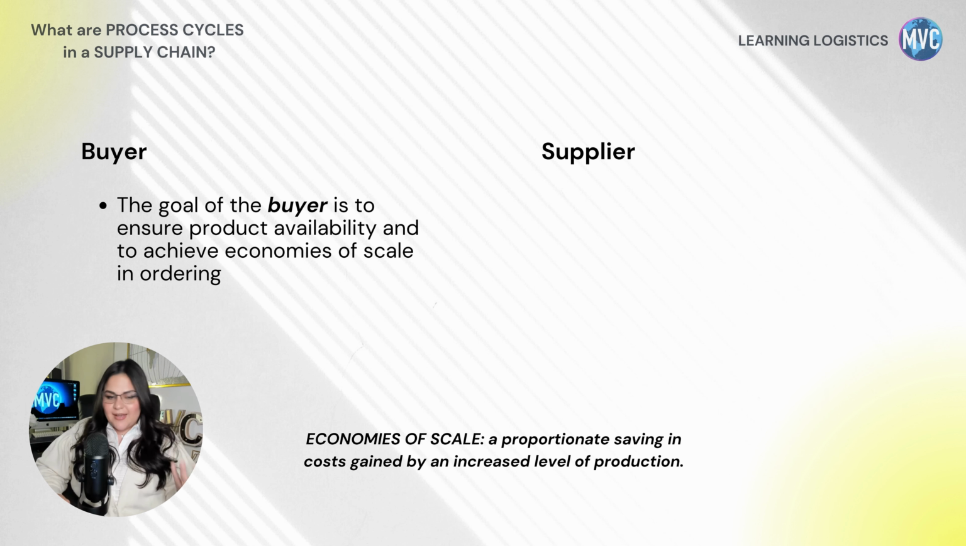Now, if you think about what economies of scale is, or if this is a new term to you, well, this is commonly used in production or manufacturing processes and refers to proportionate savings in cost that is gained by increased levels of production. When we talk about it from the sense of a buyer, the goal of the buyer is to ensure product availability and also to achieve economies of scale in ordering, meaning that if we're able to order more, we might be able to get a cheaper cost per unit so that we're able to pay less for the products that we have to purchase as a buyer.